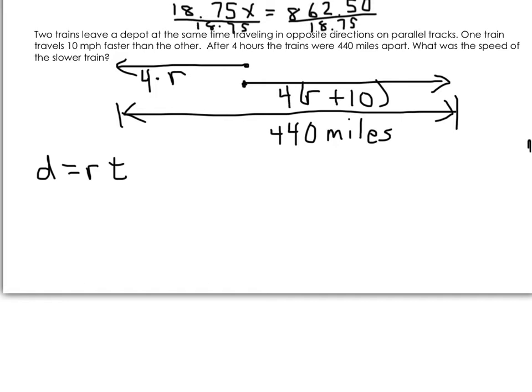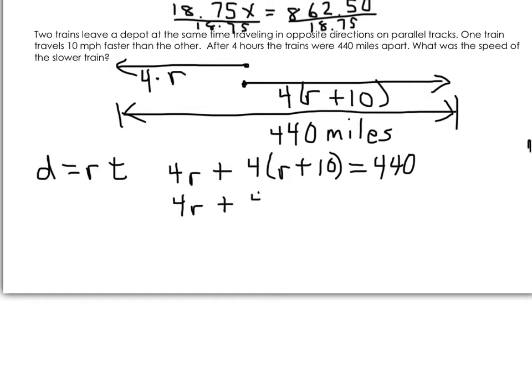His time is 4. So that gives us that the distance of the slower train plus the distance of the faster train gives us our total distance of 440 miles. We need to solve this equation. Let's eliminate the parentheses. Let's combine our like terms.